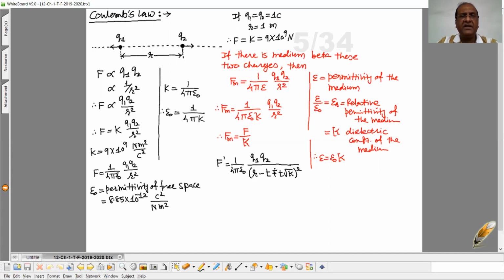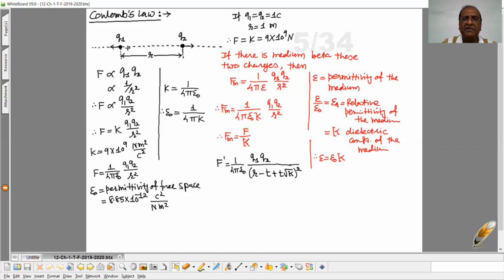The electric force between two point-like charges is directly proportional to the product of these charges and inversely proportional to the square of the distance between those two charges. And this force is along the line joining those charges. Now, suppose, as shown in the figure, we have two charges Q1 and Q2 which are separated by distance R. Both the charges are taken here as positive charges.